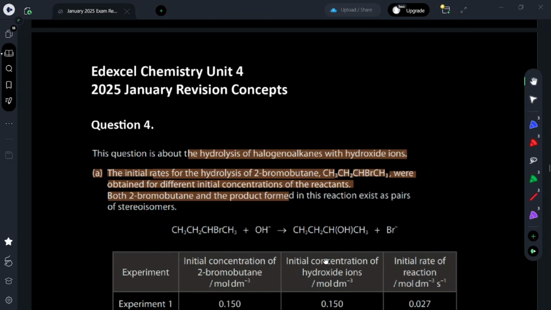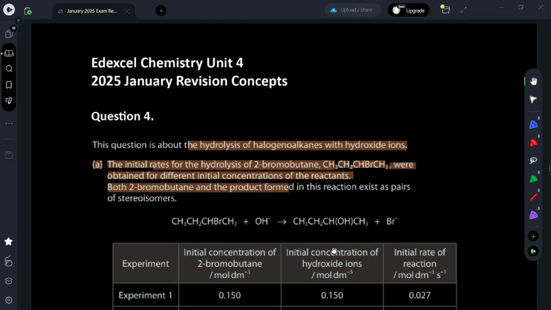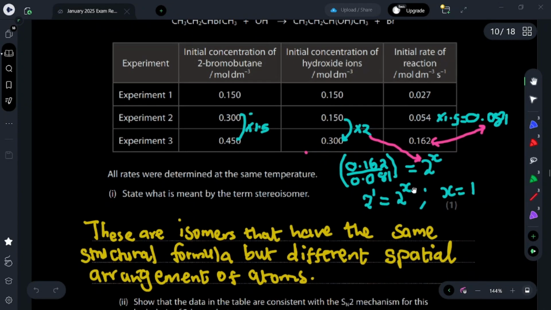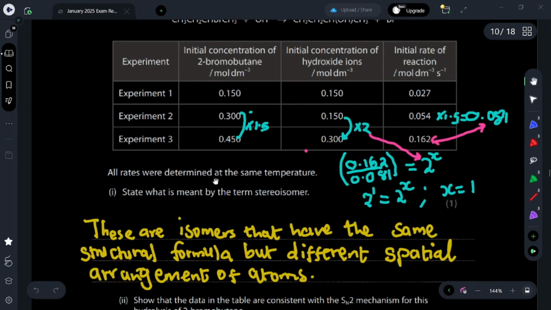All right, we have a table. What is the table showing us? We have a table with 3 experiments. We have the initial concentration of 2-bromobutane, the initial concentration of the hydroxide, and the initial rate. All rates are determined at the same temperature.